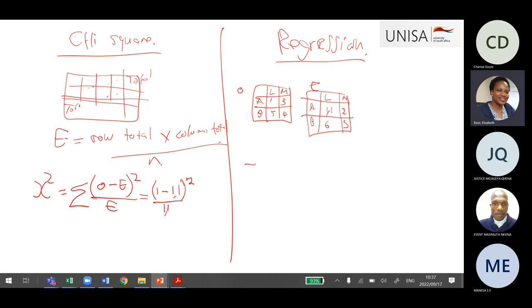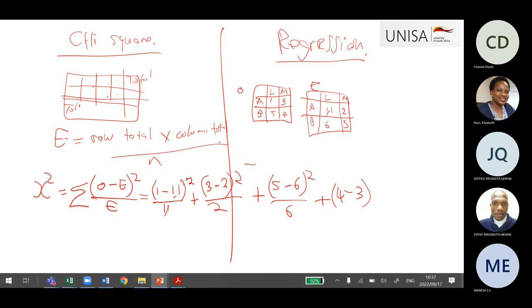You divide by 1.1, plus you go to the next, say 3 minus 2 squared divided by 2, plus you go to the next, 5 minus 6 squared divided by 6, plus you go to the next one, 4 minus 3 squared divided by 3. You can do this manually by saying 1 minus 1.1 is 0.1, square that answer, which is 0.1 squared, divide by 1.1 and you get the answer, plus you get the answer, plus you get the answer, and that will give you your test statistic. But also remember, you need to also go find the critical value.